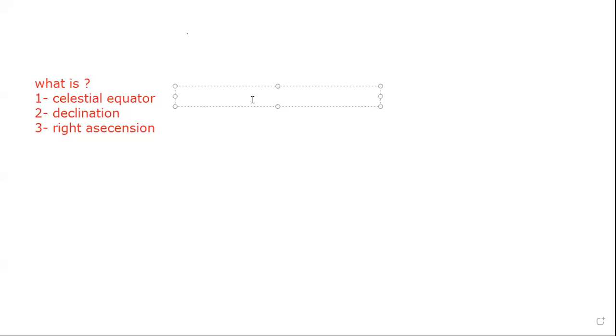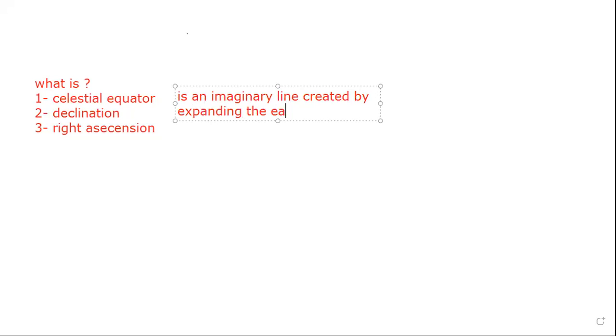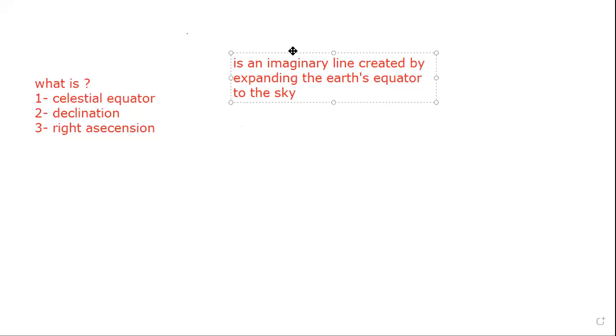So here we said that the celestial equator is an imaginary line. First, there is no line in space. It is a line created by expanding the Earth's equator to the sky. Okay, good. So like this, we know the answer to number one.